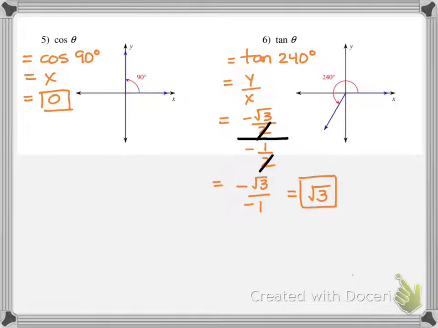Okay, welcome back. So here are the two problems that you should have worked out on your own. Cosine of 90 would be the x value at 90 degrees, which is 0. Cosine of 240 is the ratio of y over x at 240. And as you can see, the 2's still cancel out, the negatives cancel out, and square root of 3 divided by 1 is just a square root of 3. Okay, let's move on to the next problem.